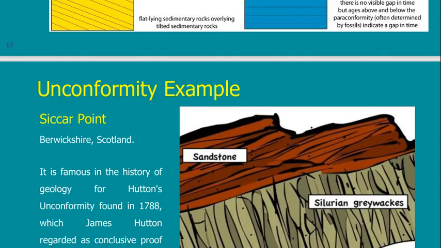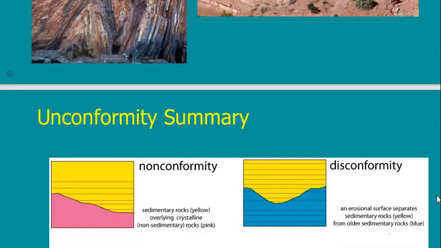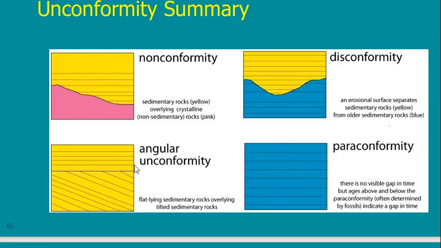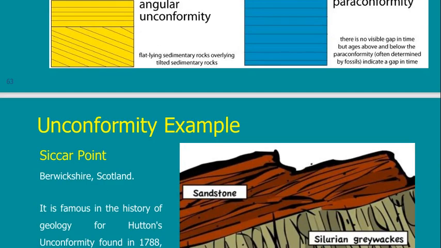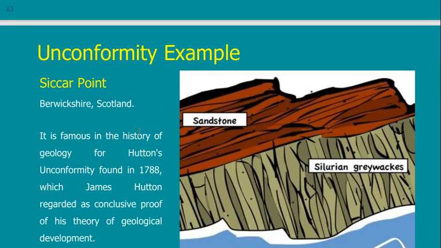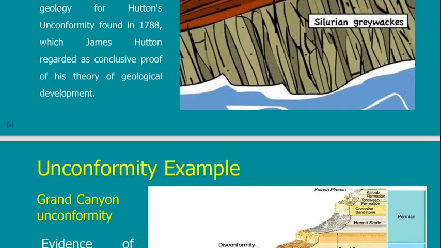So this is an example of unconformity. It is similar to an angular unconformity. It is called Siccar Point, in Scotland, UK. These are inclined layers followed by another type from a completely different period of time. It was discovered by a scientist called Hutton, and he found it in 1788. It is very important because it proves this unconformity theory.